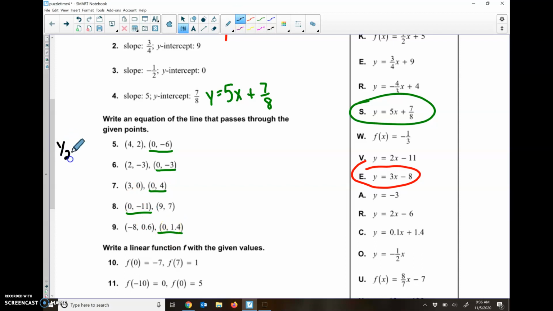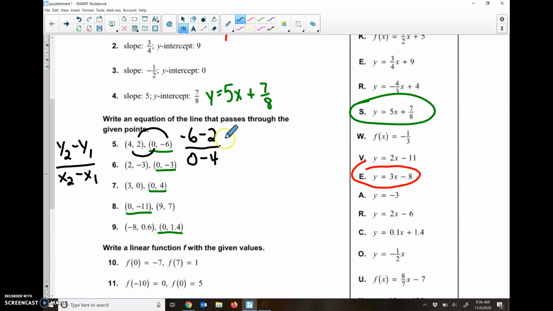And if you remember from the video yesterday, to find the slope, we're going to use this formula, y2 minus y1 over x2 minus x1. So pretty much we're just going to subtract our y's from each other from the second point to the first point. So like for this one, I'm going to do -6. That's the second y, minus 2. That's the first y. And then same thing with the x's, 0 minus 4. 0 is the second x, 4 is the first x.